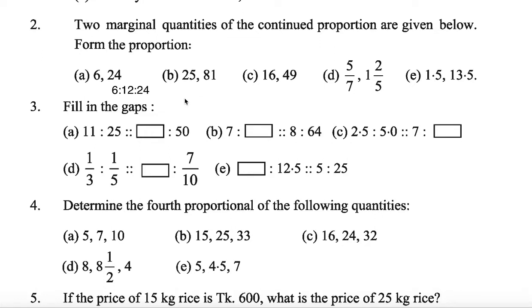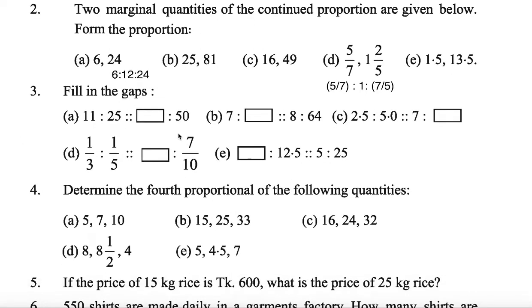Even though there is a fraction, there is no problem. This is 7 by 5. This is 5 by 7. Multiply them. 1 is the answer. So root 1 is again 1. So what is the answer? 5 by 7 is to 1 is to 7 by 5. This is the answer for the D bit. This also no problem. You can multiply and find the square root. Fill in the gaps.